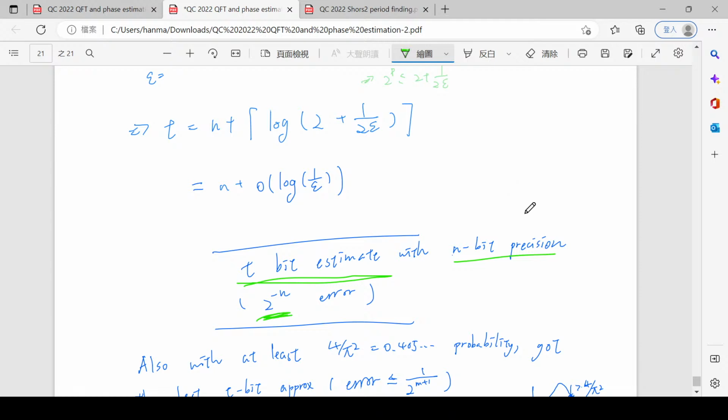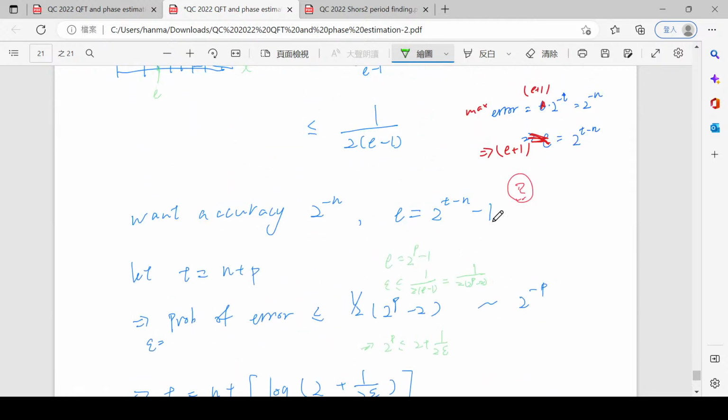We need to do this, otherwise when the error is at 0.5, it's very hard to get it correct. So our output is going to be 0.b1, b2, ..., bt, and we say it has n-bit precision, with n smaller than T, which means that this number and the actual number differ by at most 2 to the minus n.